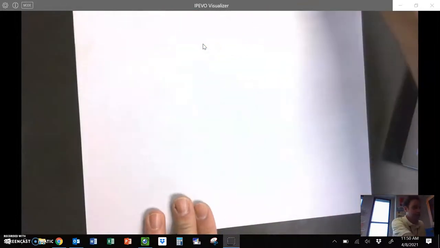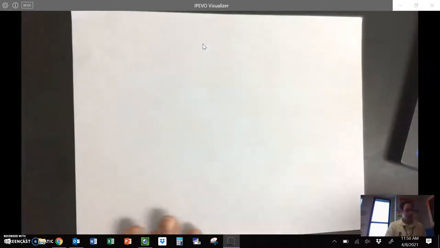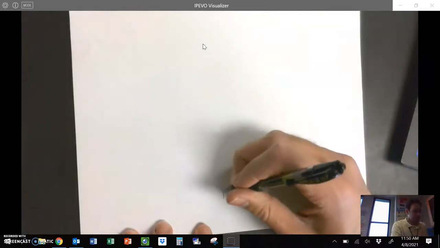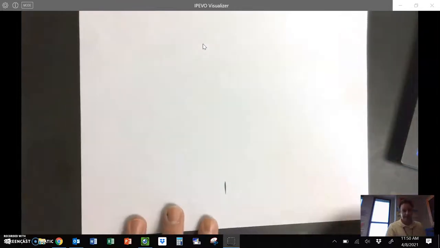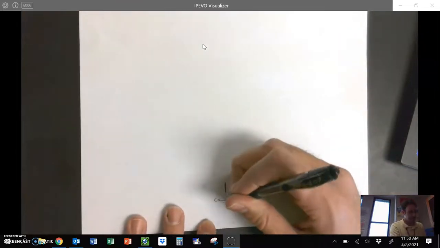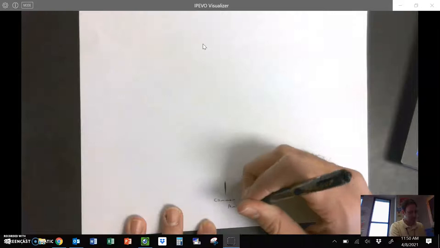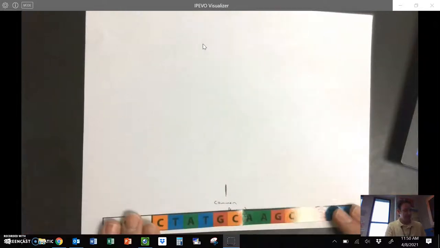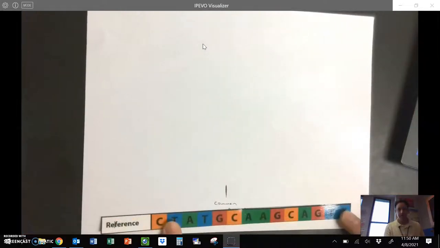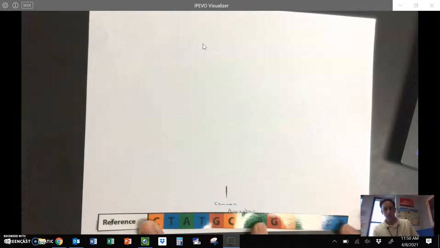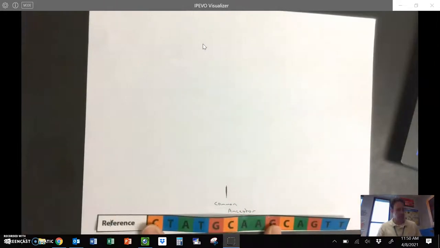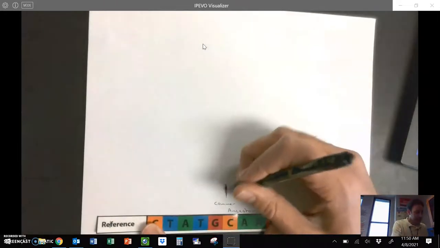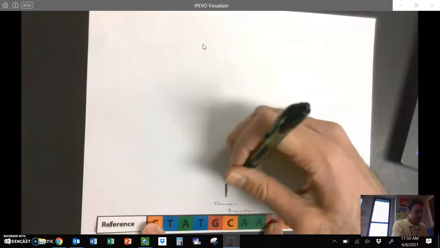So how do you go ahead and do this? We're going to start with a phylogenetic tree, and we're going to start with a common ancestor. The common ancestor is always at the base of the tree. And you can assume that that common ancestor had this sequence, this reference standard. That was our oldest, most original sequence. And so what happens then is that common ancestor is going to branch.